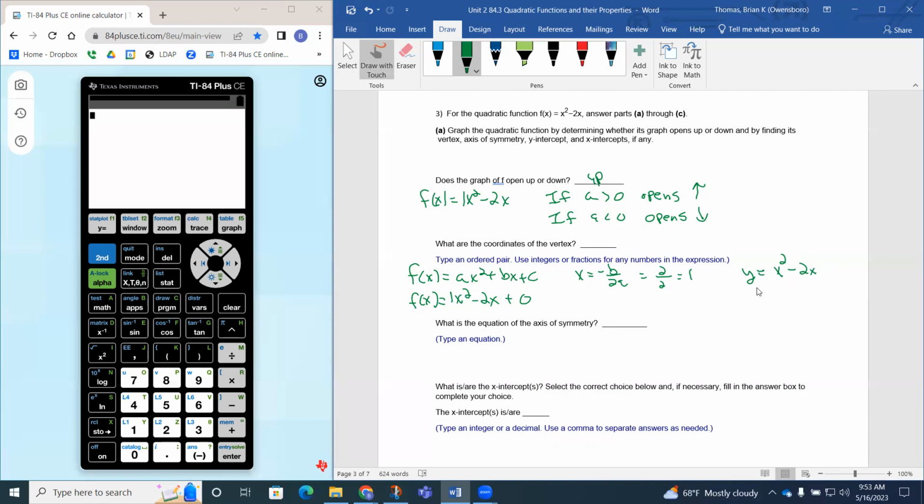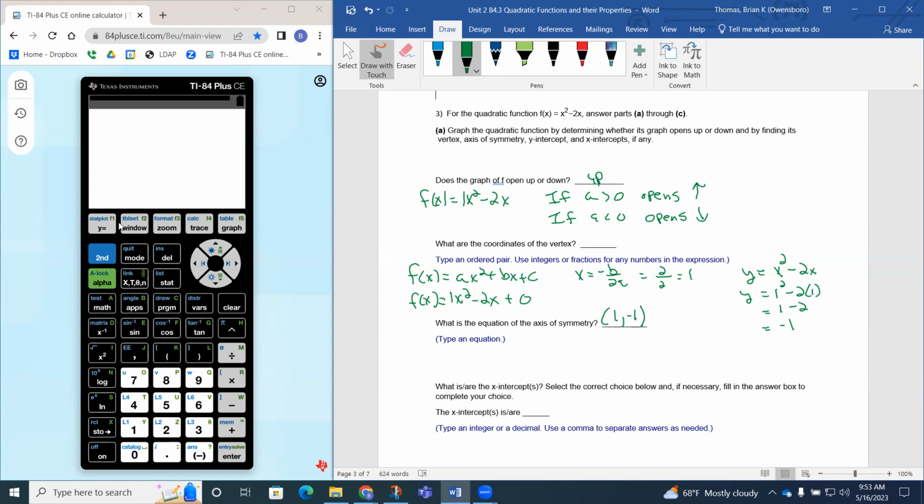So again, we have this input and output concept. I'm going to be substituting in 1 for x to find the ordered pair. So when 1 goes in, what's the corresponding y value? Well, 1 squared is 1, 2 times 1 is 2, and 1 minus 2 would be a negative 1. So (1, negative 1) would be the vertex.